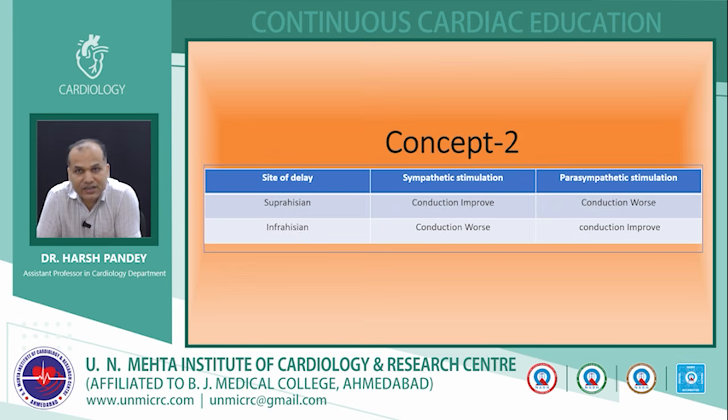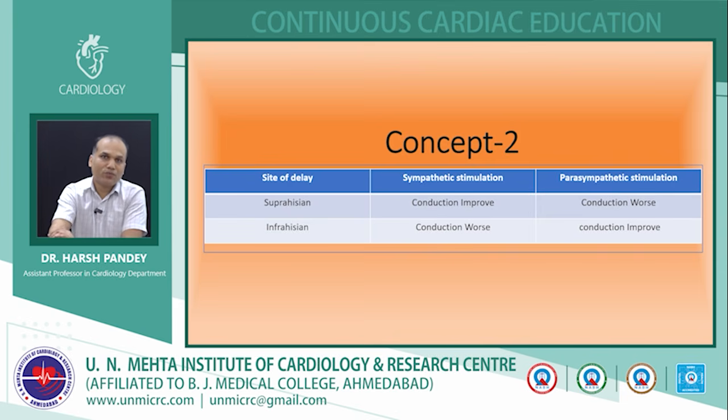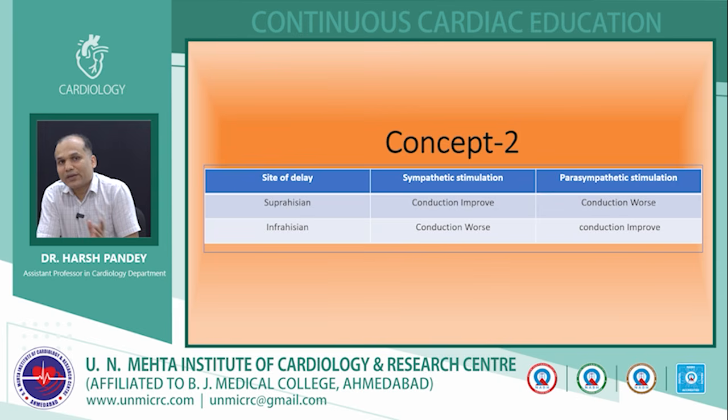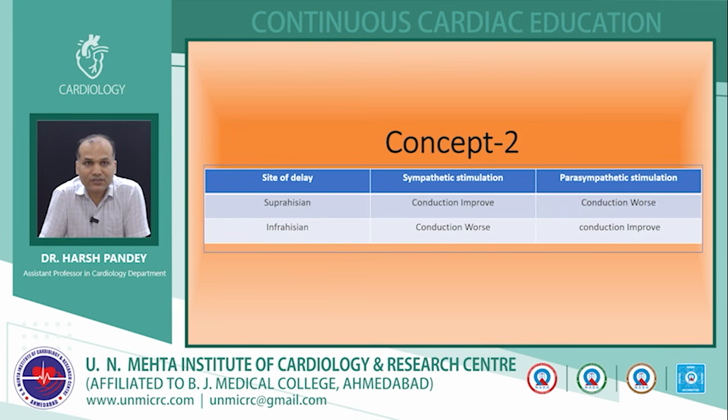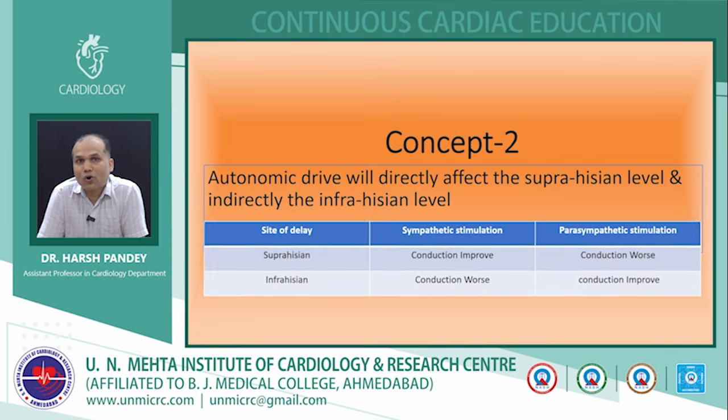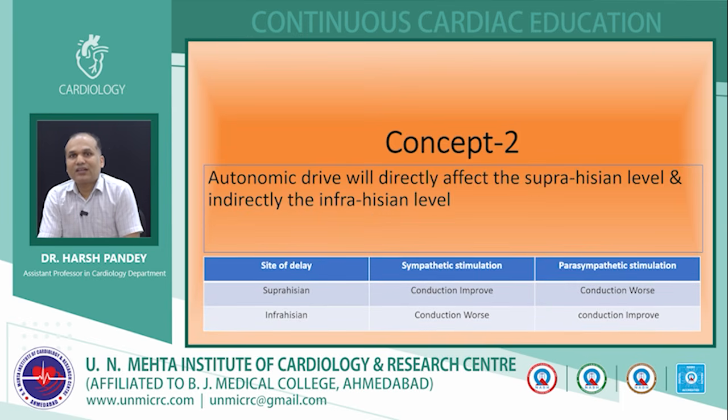So the concept I have already told here. If there is a suprahisian level of AV block, sympathetic stimulation will improve the conduction. If the site of delay is at the infrahisian level, sympathetic stimulation will worsen the conduction. If the site of delay is suprahisian, parasympathetic stimulation will worsen the conduction, and in case of an infrahisian site of delay, parasympathetic stimulation will improve the conduction. So autonomic drive will directly affect the suprahisian level, and will indirectly affect the infrahisian level of block.